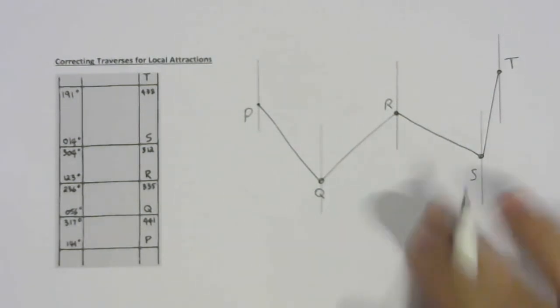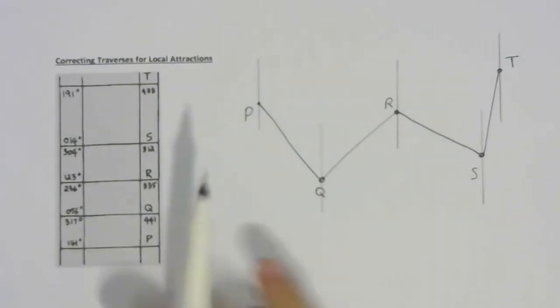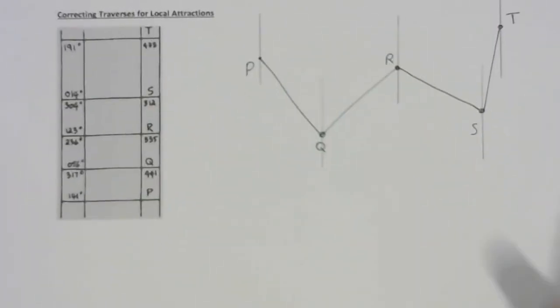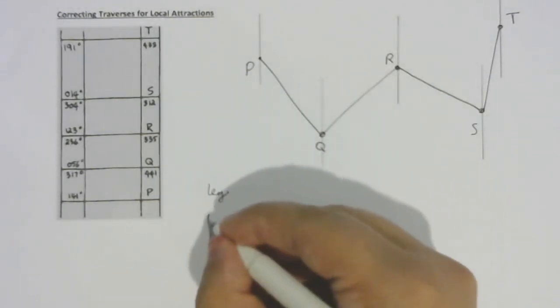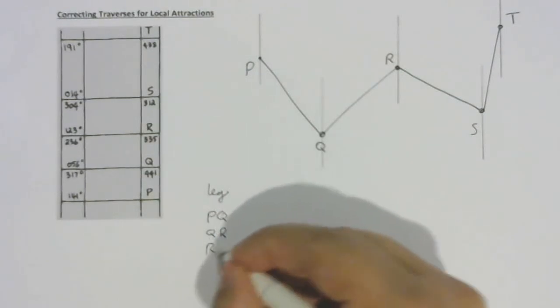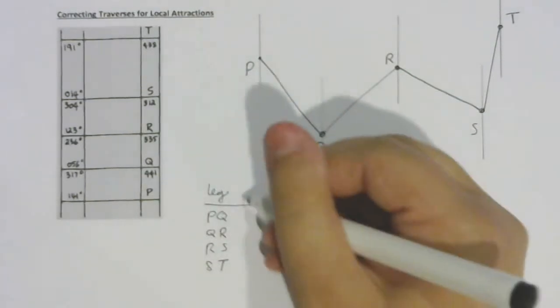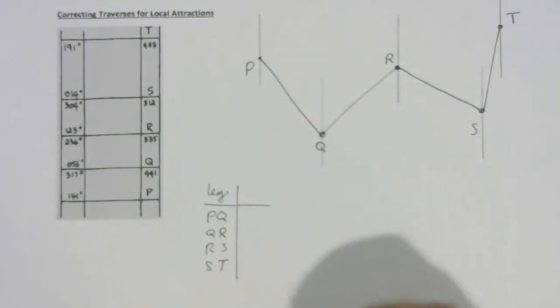Okay. So what we're going to do is we're going to tabulate this and see if we can figure out where the local attractions in this traverse might be. I'm going to start by putting down what legs I have. So PQ, QR, RS, and ST. It's an open traverse. We don't end up looping back to the start.